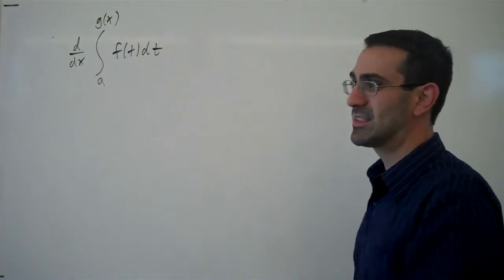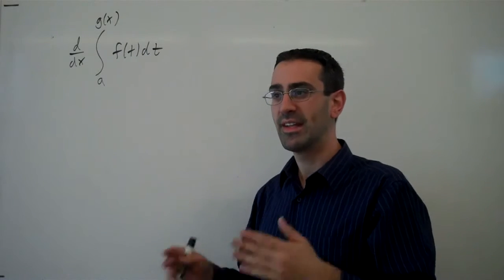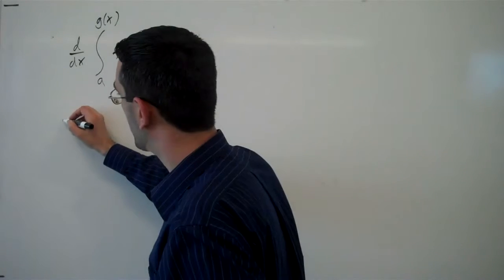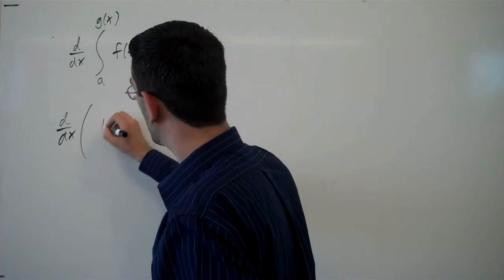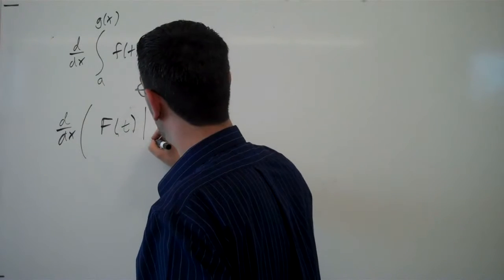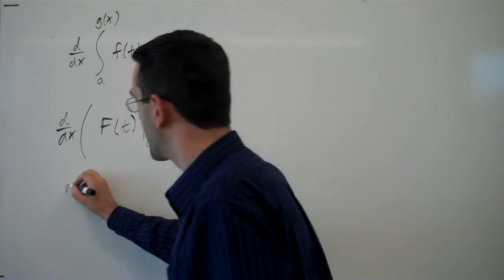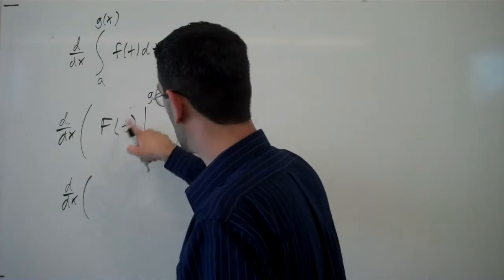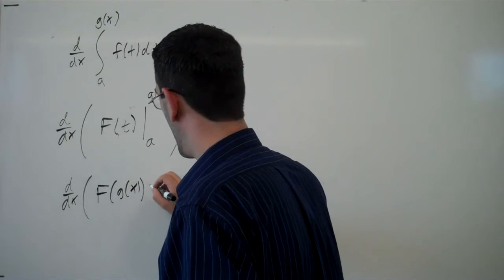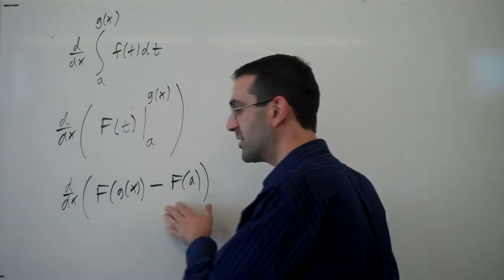Now, as we did before, let's assume that f of t has an antiderivative, and let's see if we can derive what's going to happen. So if this had an antiderivative, then we could find it and evaluate from a to g of x. So we would plug in g of x, and we would plug in a. And now we can take the derivative.